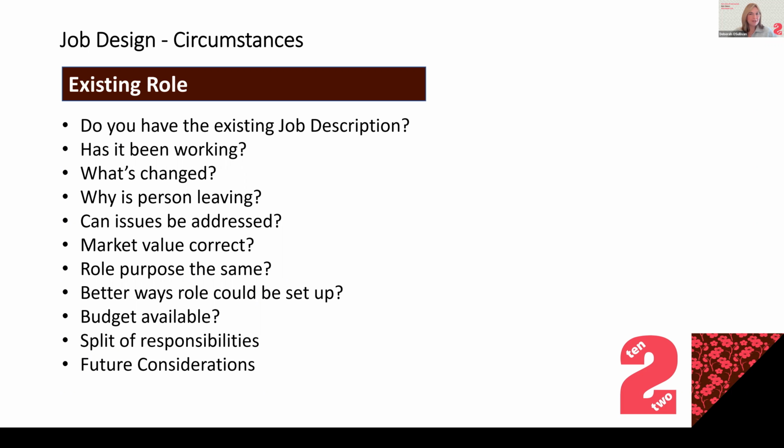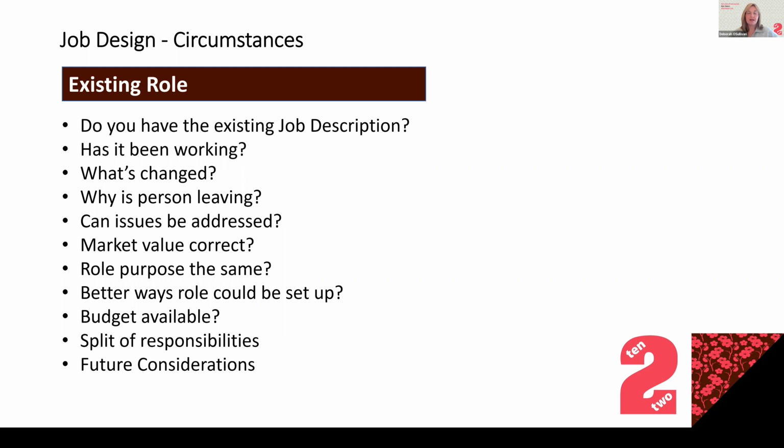Then look at what budget you have available. This will come up a couple of times as we talk through this, but you need to know what the business can afford and if there's any flex on that. If that doesn't match the market value for the role, then there's going to be some jigging about you'll need to do with your job design to make sure you get quality candidates. Then there's the split of responsibilities I've already mentioned: could the responsibilities be delivered elsewhere by someone else, maybe an external resource? And then, within the whole mix, future considerations.